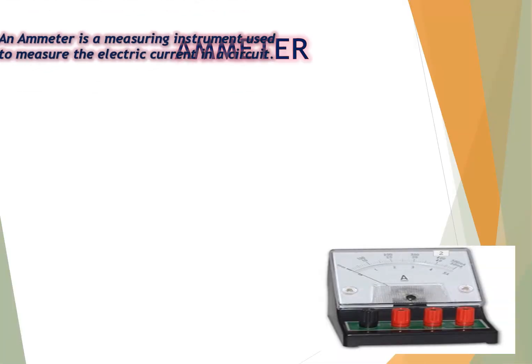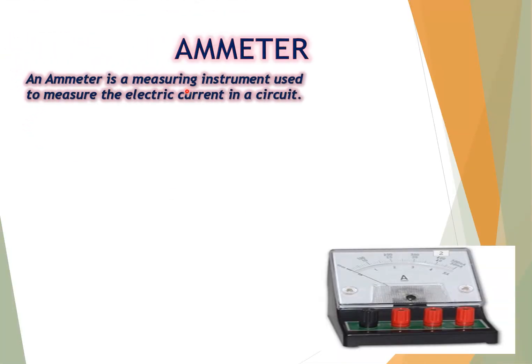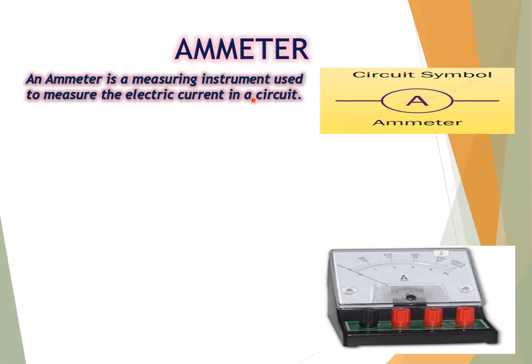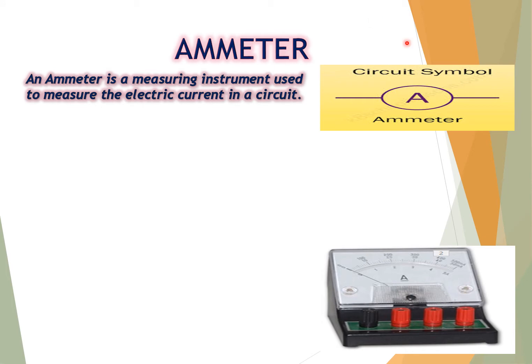Ammeter. An ammeter is a measuring instrument used to measure the electric current in a circuit. Its symbol is represented here. With a galvanometer, we can measure a small amount of current, but for a greater amount of current, we need another device, and we can measure the current with the help of an ammeter.